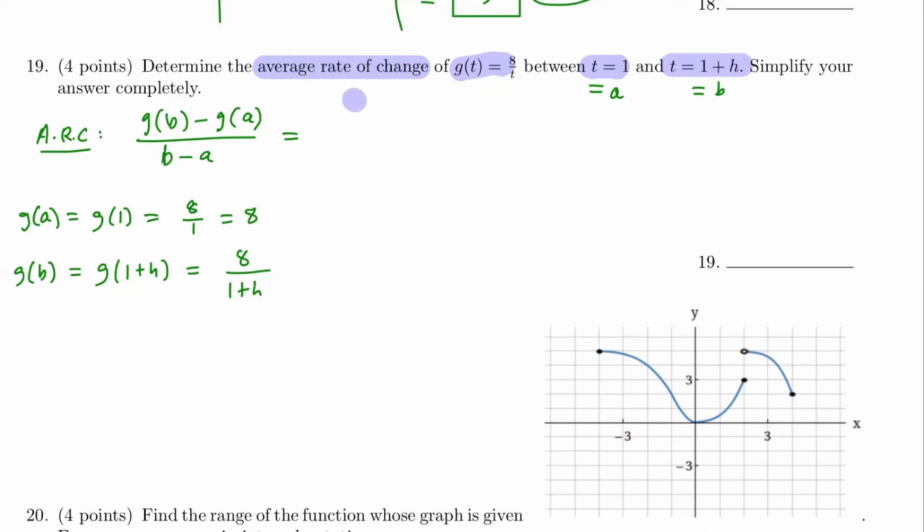So you'll have 8, okay? So you'll have 8 over 1 plus h minus 8, all over b minus a. Our b is 1 plus h, our a is 1. Okay, now we simplify this fraction.